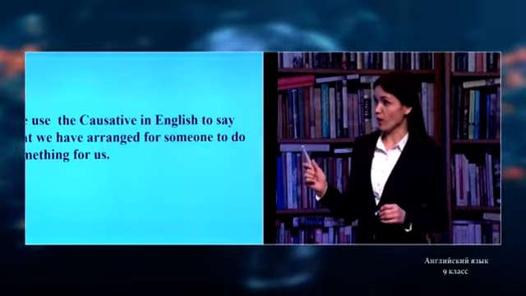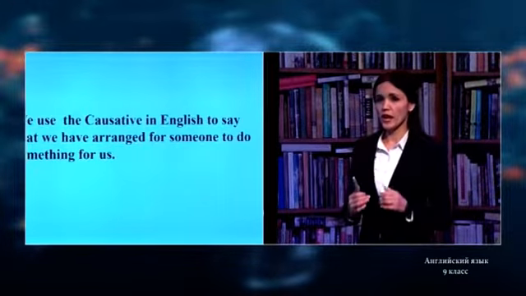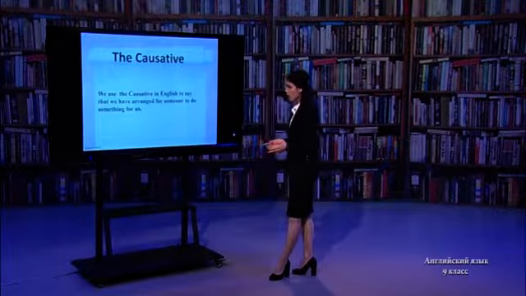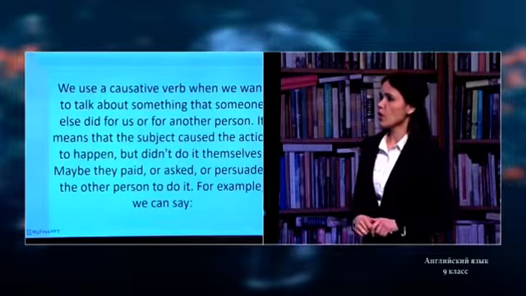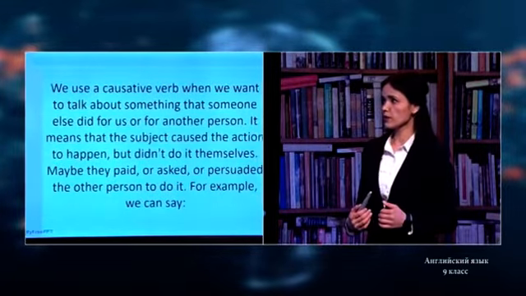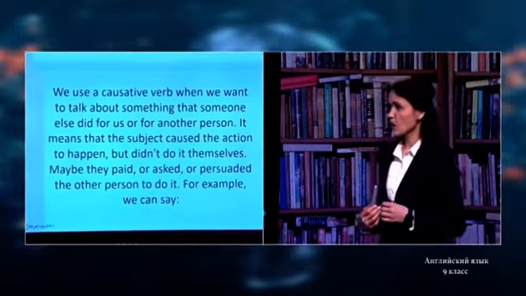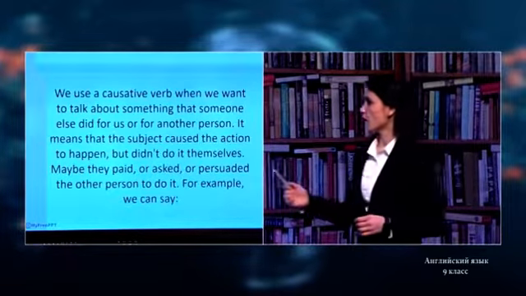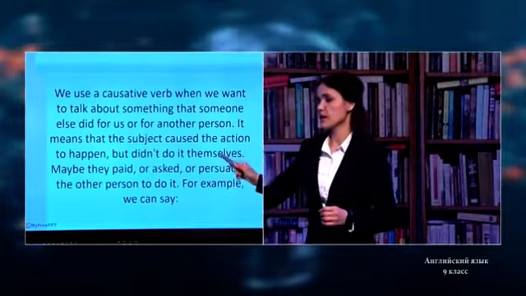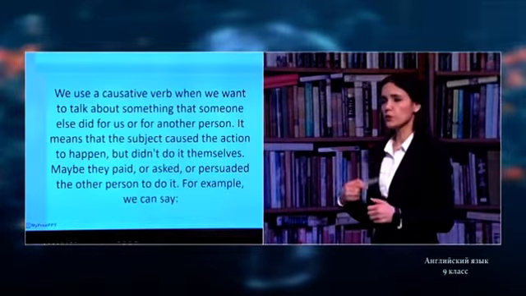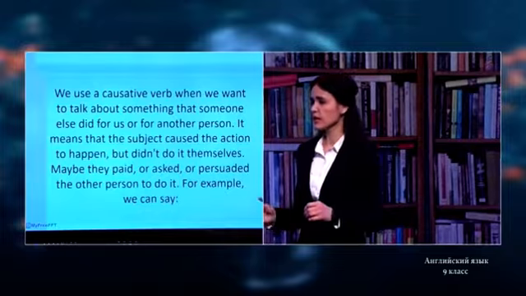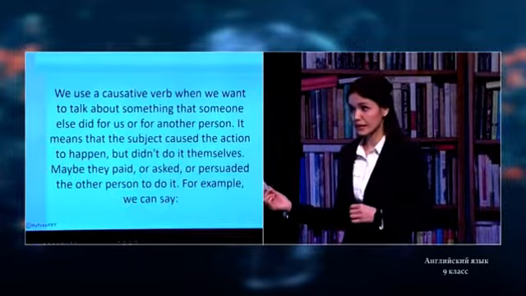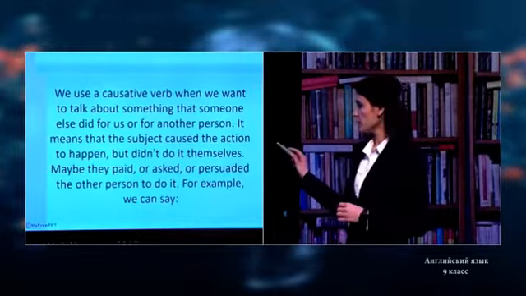We use the causative voice in English to say that we have arranged for someone to do something for us, not for themselves. We use a causative when we talk about something that someone else did for us or for another person, but didn't do for themselves. Maybe they paid or asked or persuaded. Persuaded means they asked the other person politely to do it.